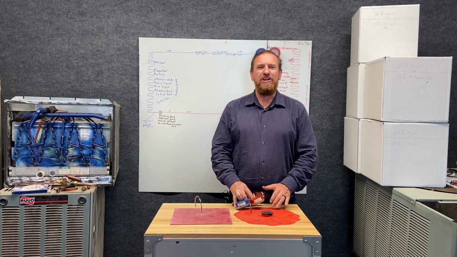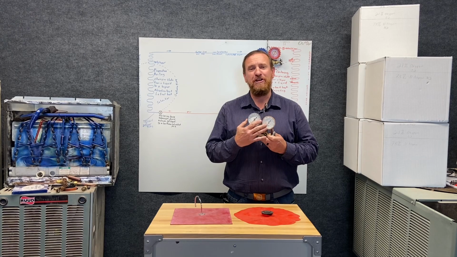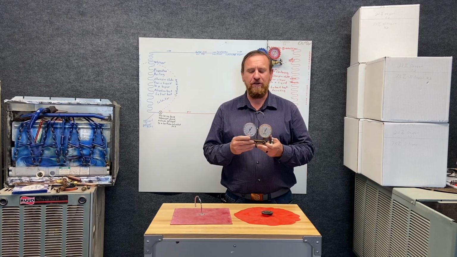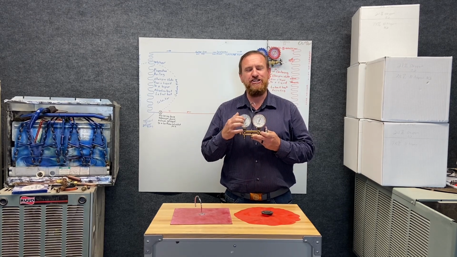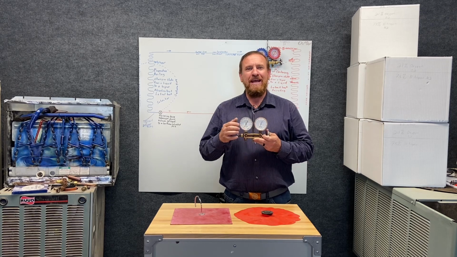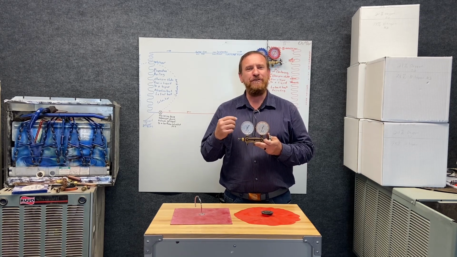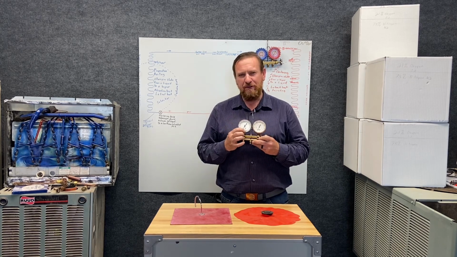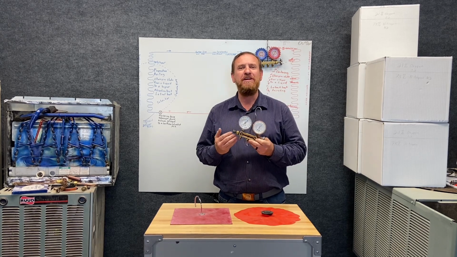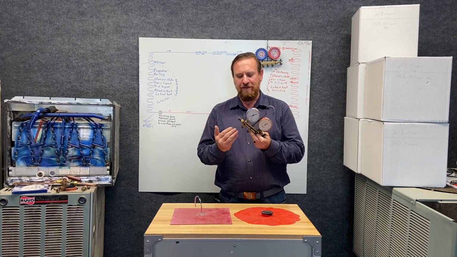Before we move on, we're going to do a quick introduction to pressure. We're going to be talking about pressure and pressure gauges a lot throughout this course. If you see on this pressure gauge, it's showing 0 PSIG, and that PSIG stands for pounds per square inch gauge. It's a gauge pressure.